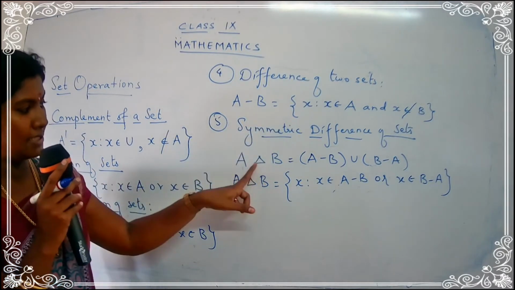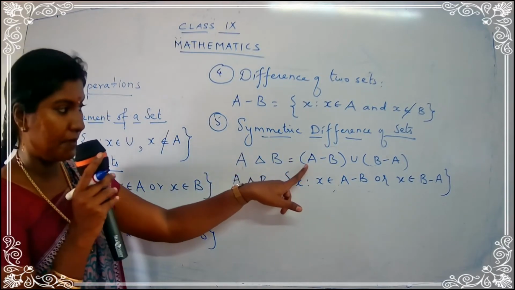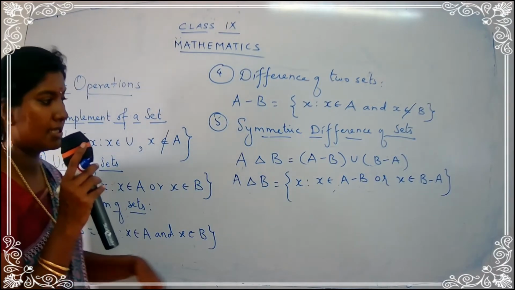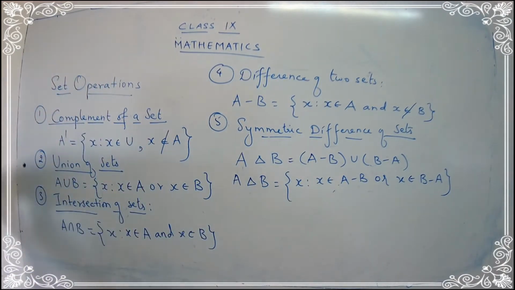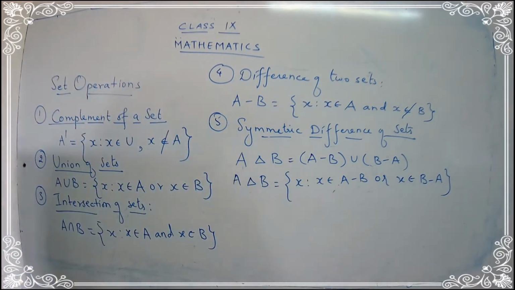Symmetric difference of sets. The symbol is read as symmetric difference. A minus B union B minus A. A symmetric difference B is equal to x such that x belonging to A minus B or x belonging to B minus A. So now, have you taken down the points, children? Have you taken the different rules? So we are going to study about the different set operations that we are going to use in set language.